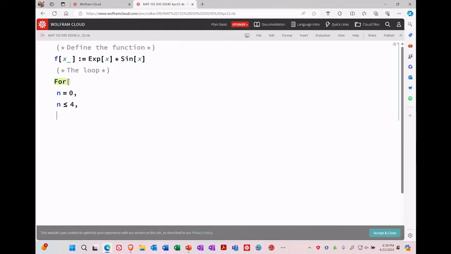How does n change? Right, we're just doing n plus plus here. Now it's the actual body of the for loop. So now what do I want to calculate? What do I want to do? I'm going to have it print something.